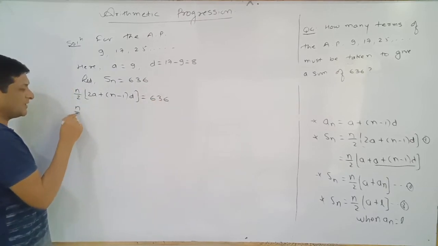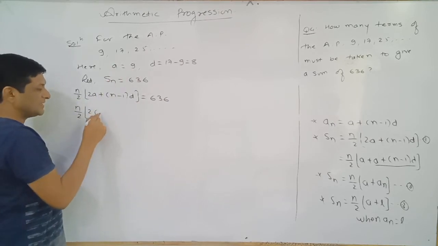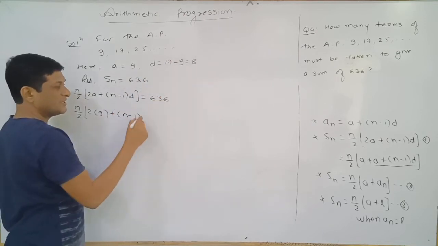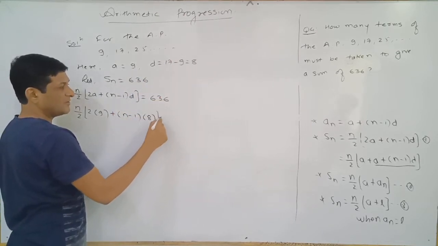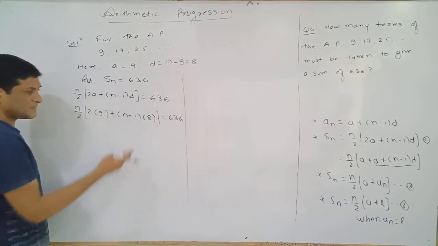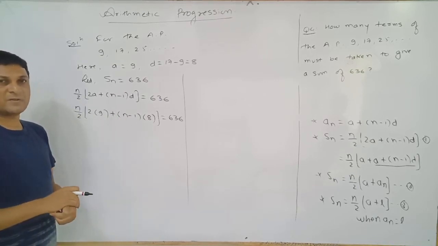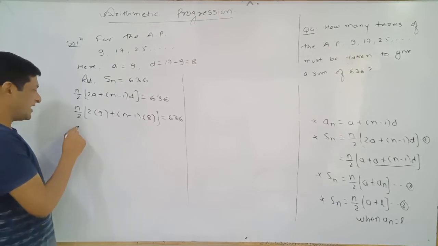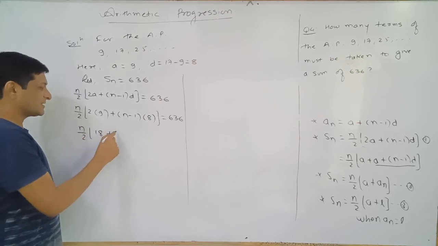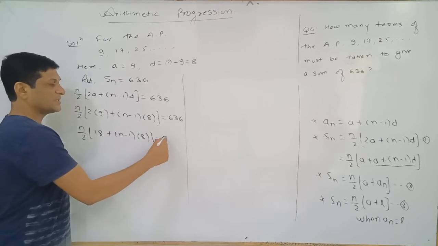Now substitute the values. n is our required value, so don't disturb it here. a, what is the value of a? 9, plus n minus 1 into d. Already the value of d is known to us, so substitute the value of d in this. On the right hand side, keep 636 as it is. Now we have got one equation in terms of n. So solving this equation, we are trying to find out value of n here. So n by 2, keep it as it is. Here 2 into 9 is 18 plus n minus 1 into 8, keep it as it is, equal to 636.